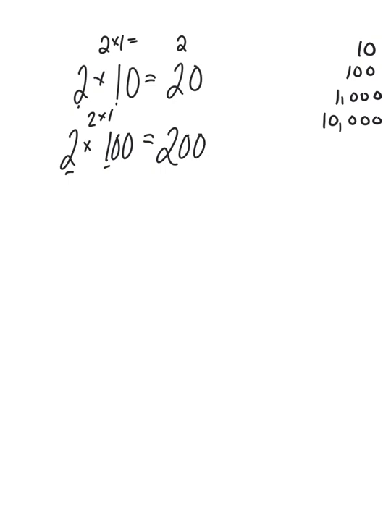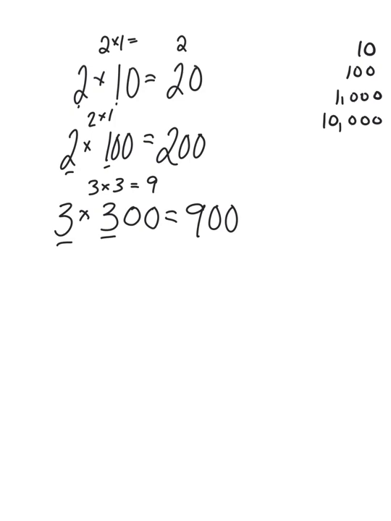And I can do that with any power of 10 by multiplying my non-zero digits first and then making my zeros match. So in this expression, 3 times 300, these are my non-zero digits, 3 times 3. And now I need to make my zeros match. I have 2 zeros on this side of the equal sign, so I also must have 2 zeros on the product side of my equation. I can do that with any power of 10 multiplication problem.